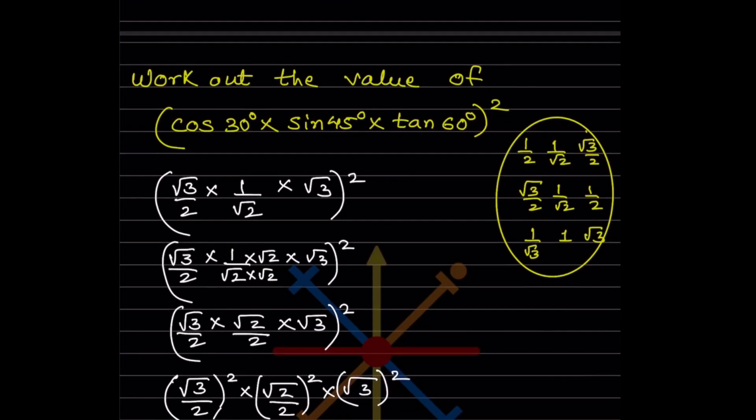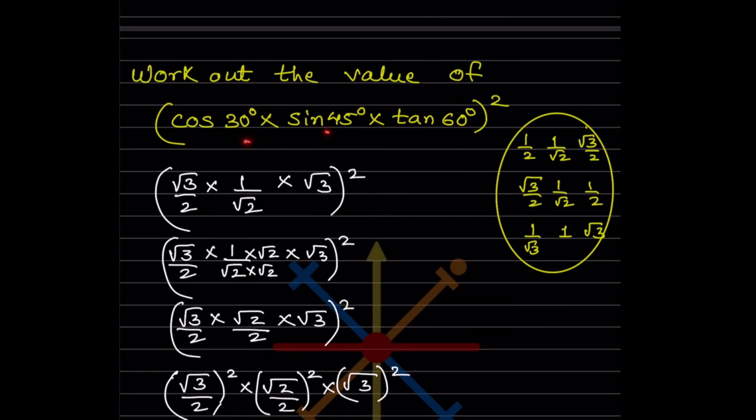So now work out the value of cos 30 into sin 45 into sin 60, and this whole bracket square. So you know the trigonometry ratio table. So I have written it again to refresh over here. So this will be for 30, 45 and 60. This is for sin, cos and tan. So you know those values. If I say sin 30 it is 1 by 2, sin 45 is 1 by root 2, sin 60 is root 3 by 2, then cos 30 is root 3 by 2, you know about it.